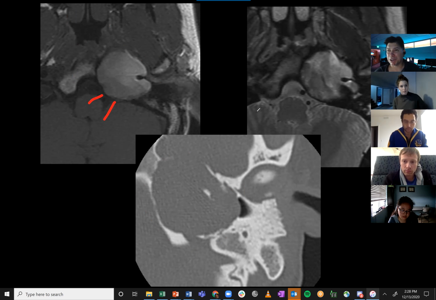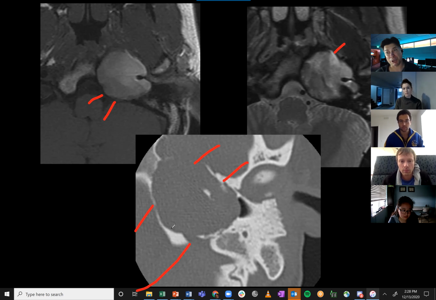Cholesterol granuloma, we sometimes see that, cholesterol cysts. Yeah, so it's bright on T1 and T2, and it's expansile on the CT. So if the CT looked normal, we might think maybe this is just fluid there, but it's expansile. This is enlarged. So bright on T1 and T2 is great for a cholesterol granuloma. Right. Good. Okay, next case.